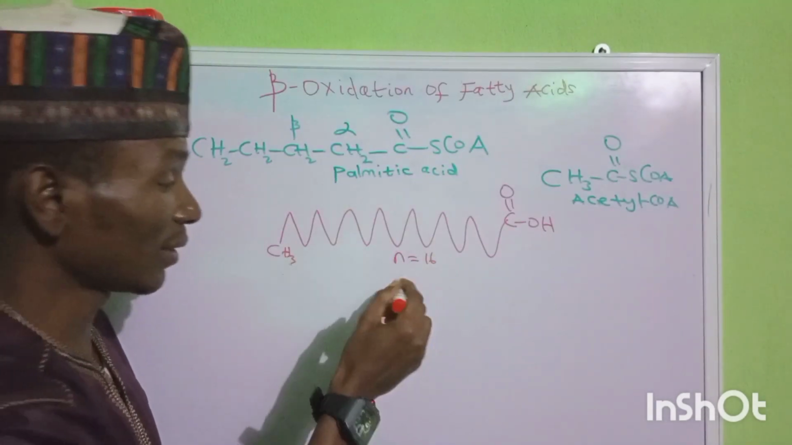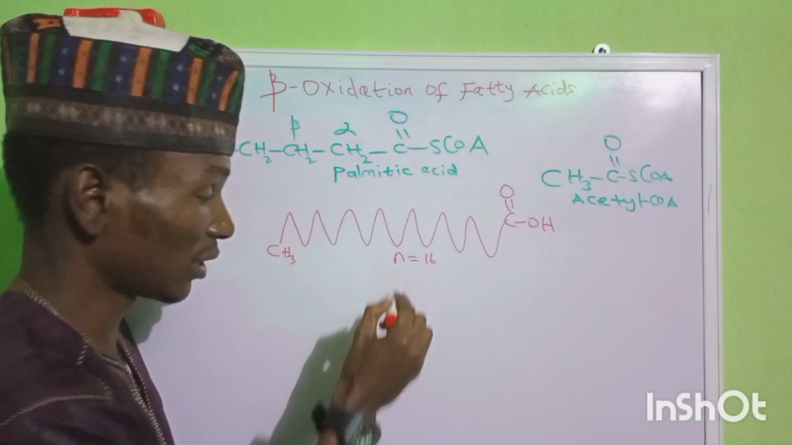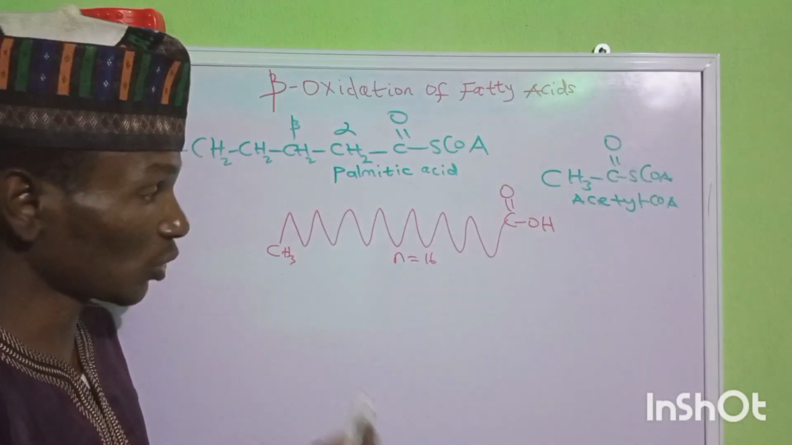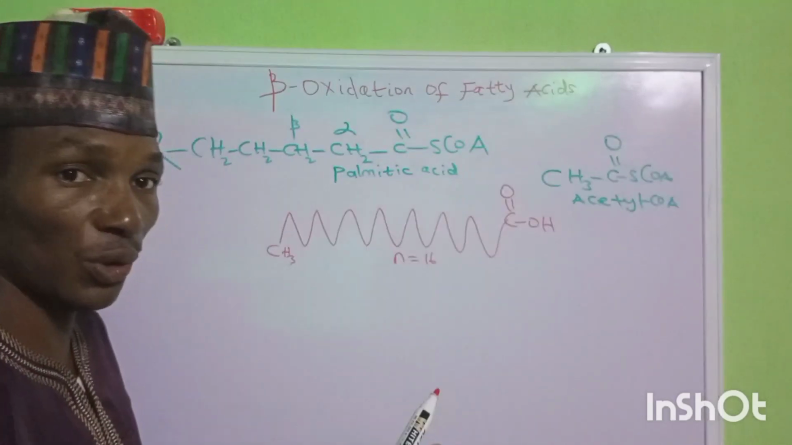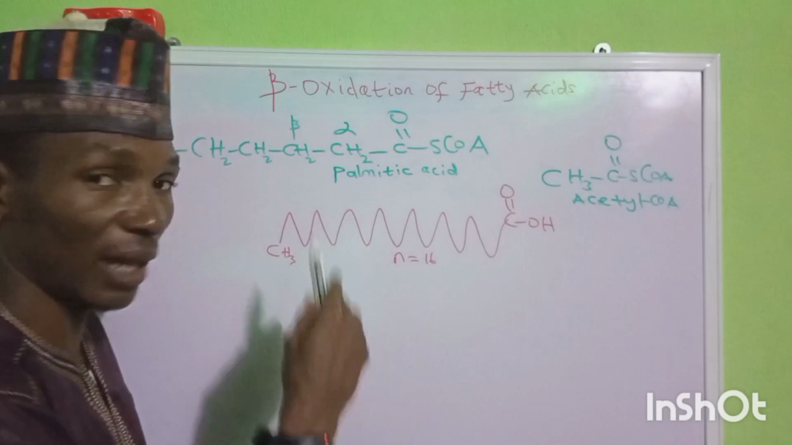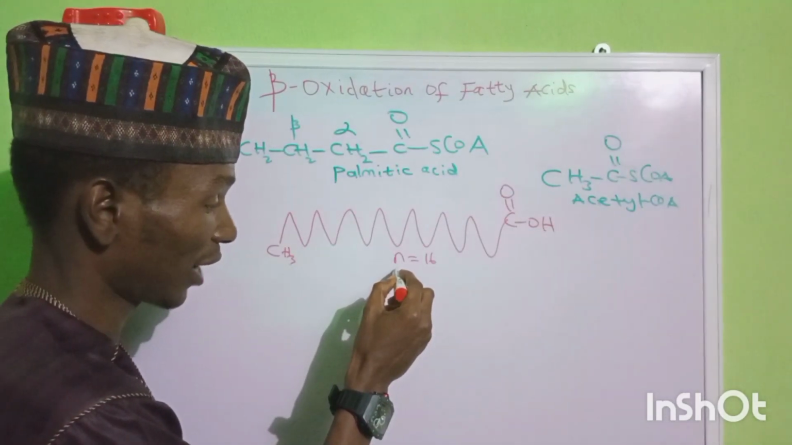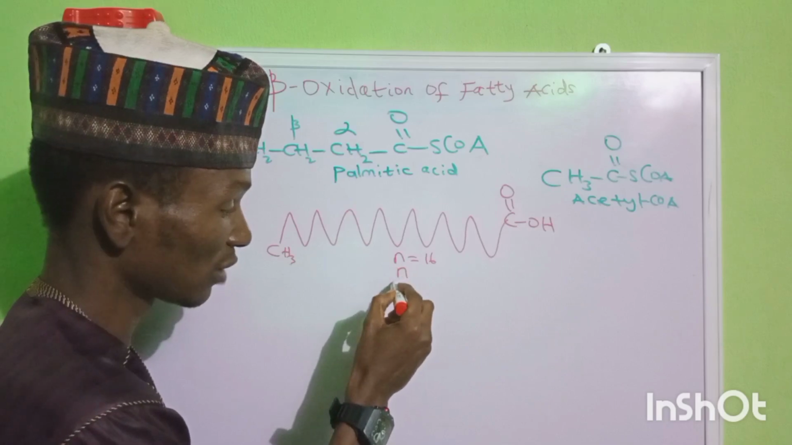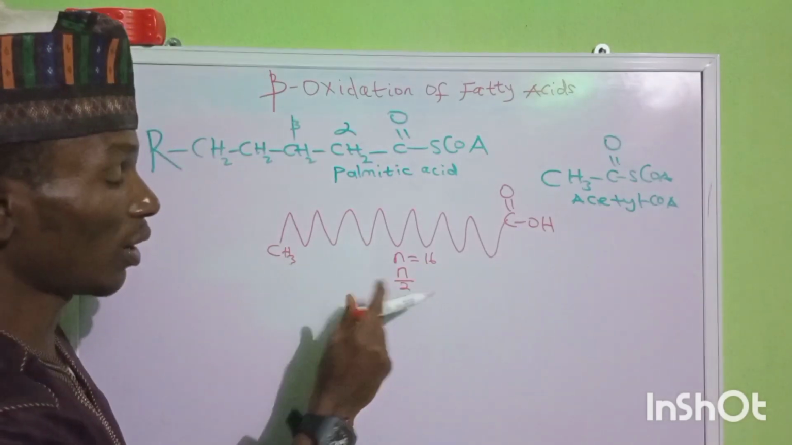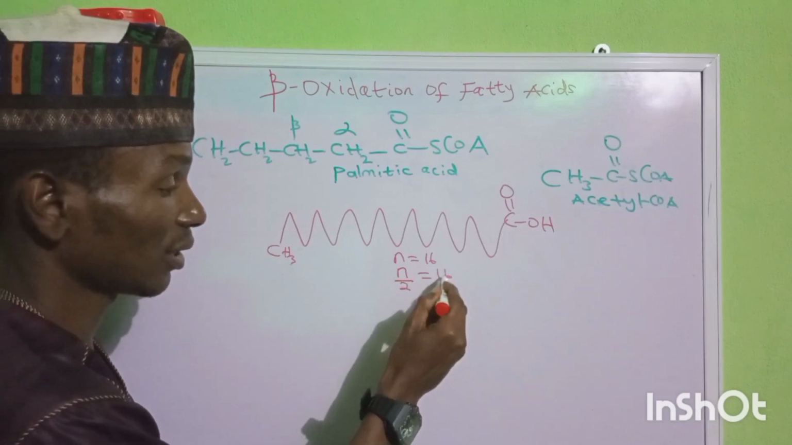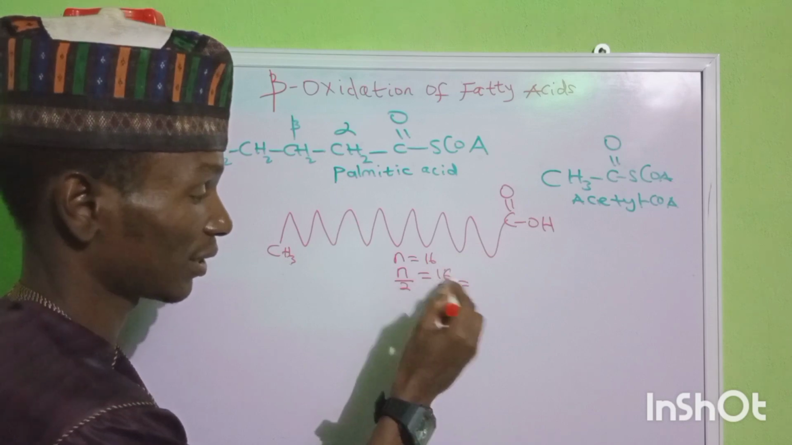Then the next thing is to know how many oxidation reactions it takes. It is through the number of cycles of the oxidation reaction that you obtain how many acetyl CoA. The number of oxidation reactions in the process determines the number of acetyl CoA produced in the reactions. So to do this is very simple. All you need to do is to divide n by 2. Then you now have 16 over 2, and 16 over 2 is 8.